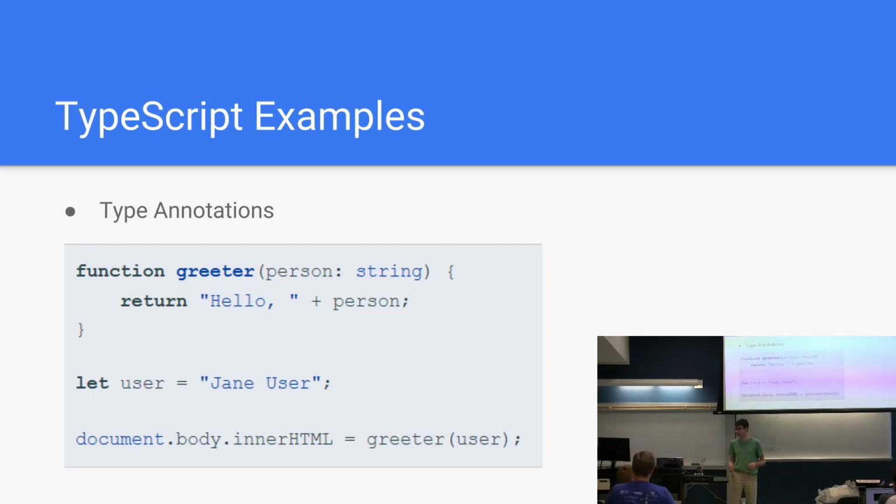So just some TypeScript examples. First one is type annotations, the main reason people use TypeScript. You can see here that the person parameter of the greeter function is just going to be a string. A big thing to look out for is don't use capital String or capital Number or something like that, because that makes things blow up. I'm pretty sure it's because that's JavaScript's primitive type.